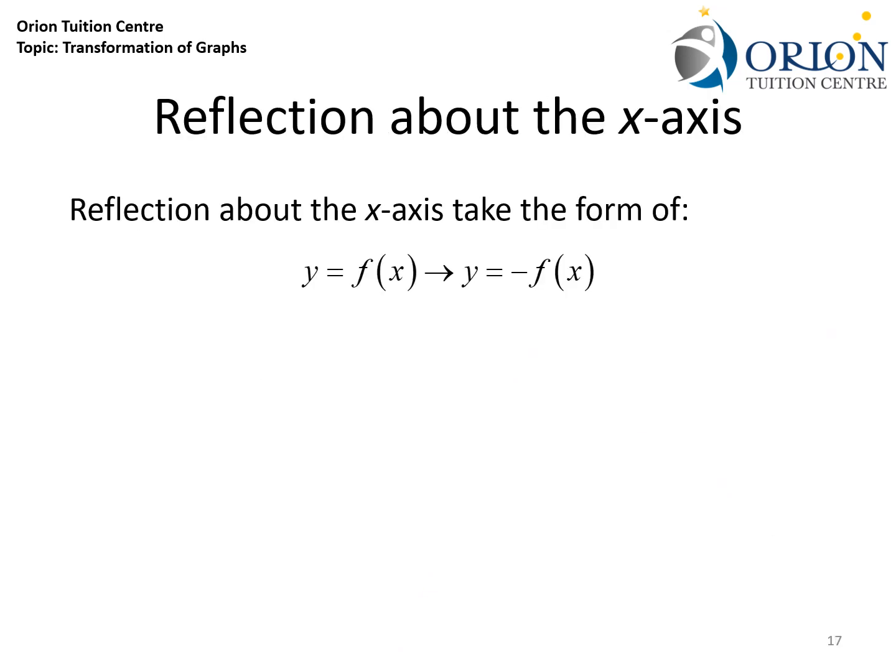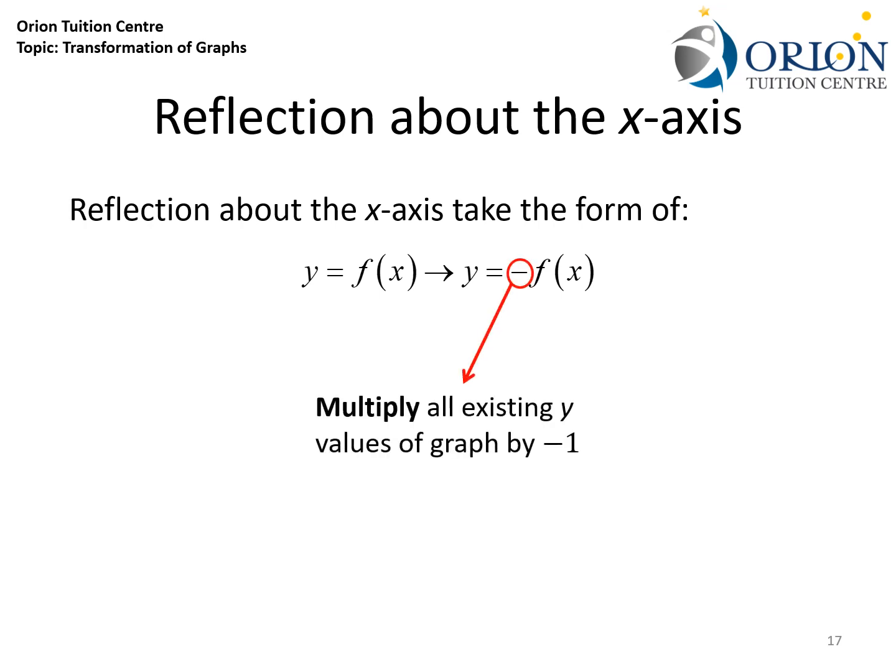Finally, we look at reflections of graphs about the axis. If instead of a positive constant, we multiply f(x) by negative 1, this results in a reflection of the graph about the x-axis, since all y values experience a change in sign when we multiply them by minus 1. So, all the positive y values become negative, and all the negative values become positive.